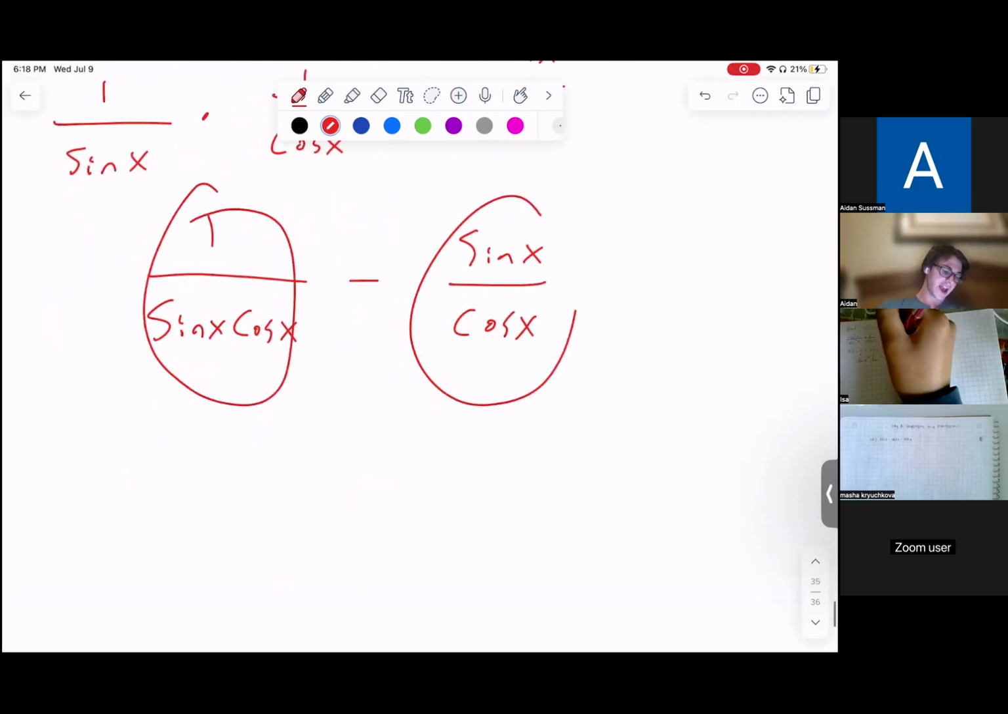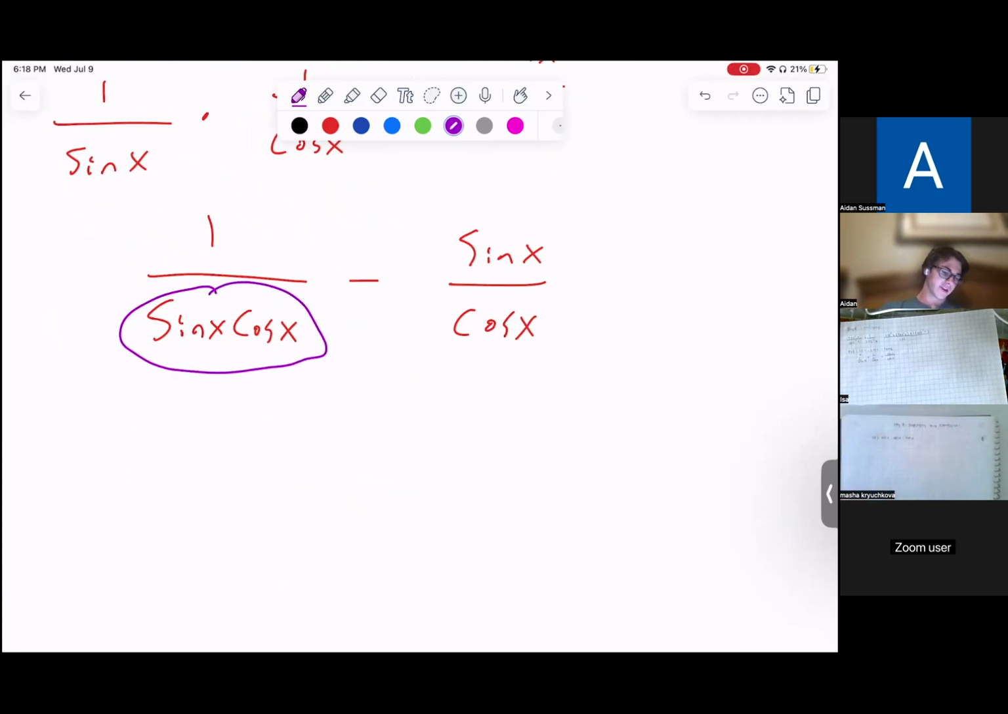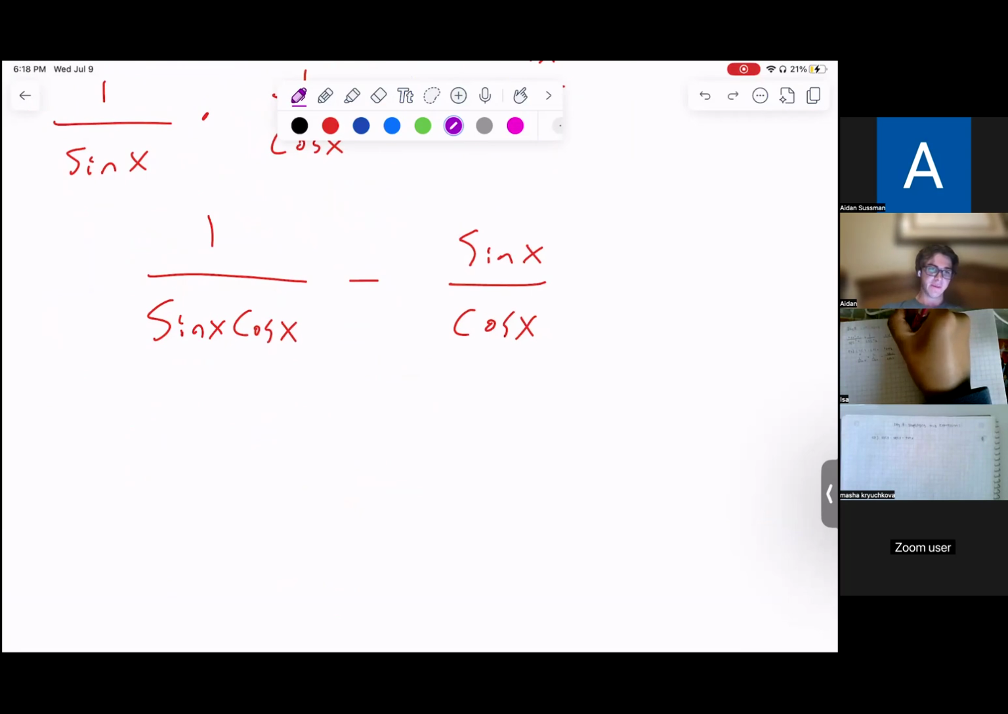I have this fraction and this fraction, but there's a problem. Can somebody tell me what is the problem with these two fractions? I can't just subtract them. Why can't I? What do I need to do? Maybe Masha? Is it because they don't have the same denominators? Exactly. This denominator is sine times cosine, and this one just has a cosine. So what do we have to do to make them have the same denominator?